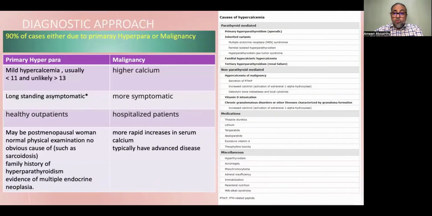The typical example for primary hyperparathyroidism is a postmenopausal woman with a normal physical exam, maybe with some sort of granulomatous disease like sarcoidosis. Maybe they have a family history of hyperparathyroidism as well. Compared to that, malignancy manifests rapidly, the serum calcium, as we said, is high, and they have advanced disease most of the time.